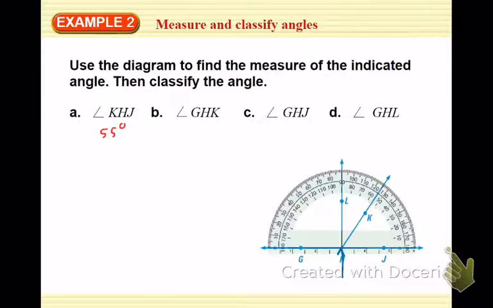GHK. GHK comes in through here like this. That's definitely an obtuse angle. It's bigger than 90 degrees. So we want to measure it using the bigger set of numbers, the top set of numbers here. This is going to be 125 degrees.